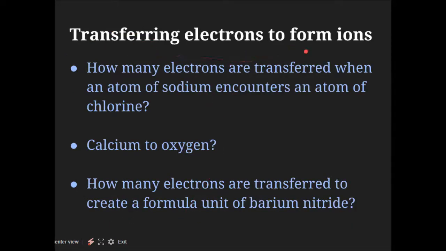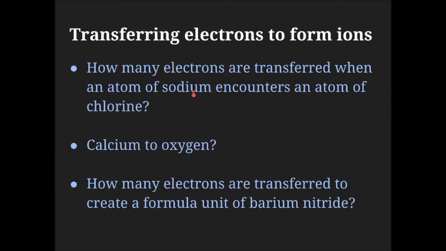Transferring electrons to form ions. So how do they end up with these positive charges and negative charges in the first place? They can get them from a host of places, but they can also get them from each other. So if we think about how many electrons would have to be transferred when a sodium atom encounters an atom of chlorine? Well, sodium has one valence electron that it's looking to give away. Chlorine has seven valence electrons looking to gain an eighth.